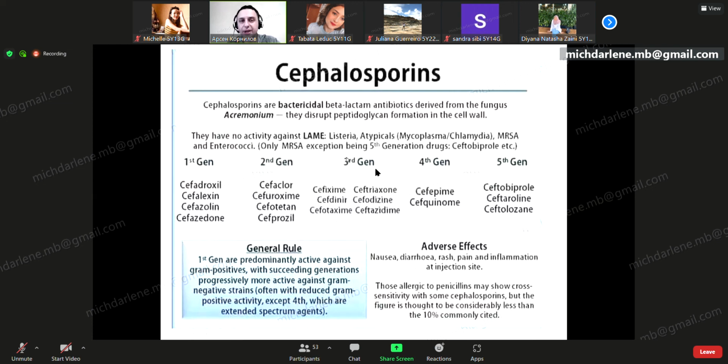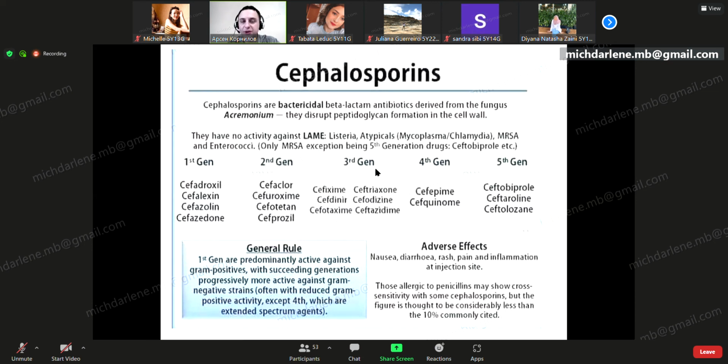Generation number 3. Let's call the main drugs from generation number 3. In contemporary guidelines, sometimes you can find that the third generation is divided into third A and third B. Third A generation is cefotaxime and ceftriaxone. Third B generation is ceftazidime.